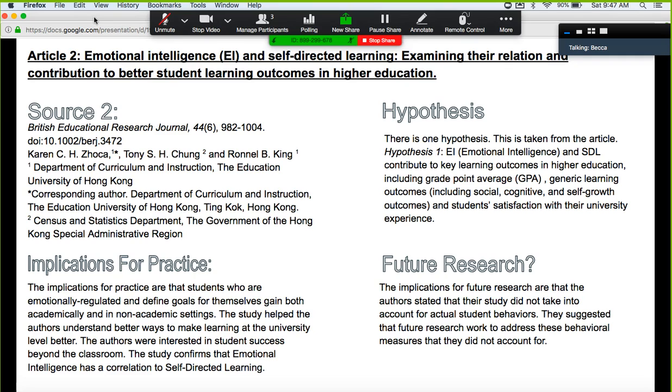The authors suggested that future research is needed to account for behavioral measures they did not look for in the original study. The important takeaway from reading and evaluating these articles is that now we know that students are affected in various positive ways when they are able to direct their own learning experience. They develop a greater sense of self, confidence, and feel as though they have more power over their learning.